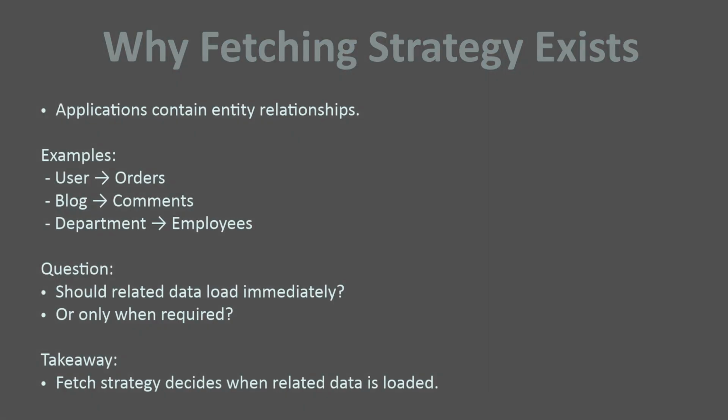In most real-world applications, entities are connected with relationships. For example, a user can have many orders. A blog post can have many comments. A department can have many employees. When Hibernate loads a main entity, the important question is whether related data should also be loaded immediately. Should everything come together, or should the system load additional data only when it is needed? To solve this problem, Hibernate provides fetching strategies. The two main strategies are lazy fetching and eager fetching.